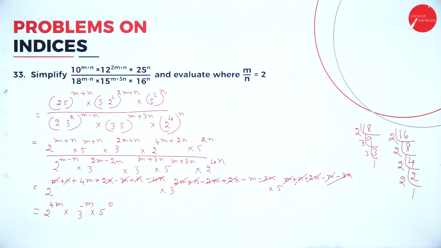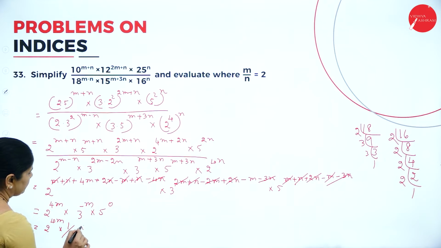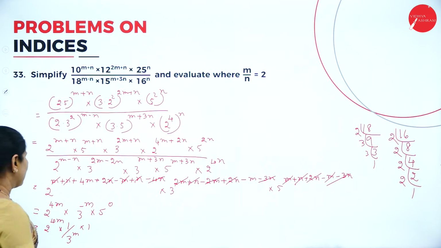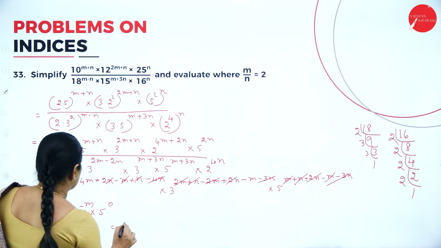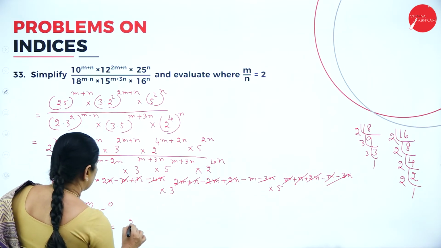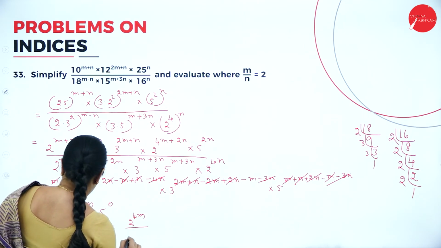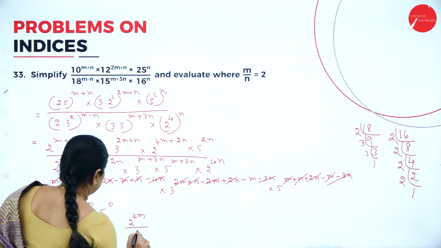So this will be equal to 2 to the power of 4m into 1 by 3 to the power of m into 1. Anything raised to the power 0 is considered as 1. So this will be equal to 2 to the power 4m by 3m.